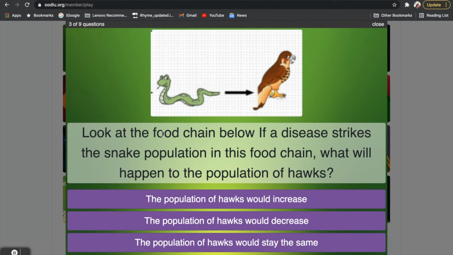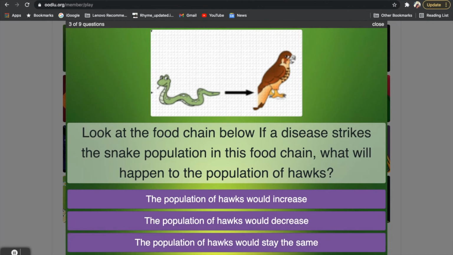Question 3. Look at the food chain above. If a disease were to strike the snake population in this food chain, what will happen to the population of hawks? So let's think about it. If there was a disease that killed all our snakes, what will happen? Will the population of hawks increase, meaning it will go up? Will the population of hawks decrease, meaning it will go down? Or will the population of hawks stay the same, where nothing changes? Share your thinking on Edpuzzle now.